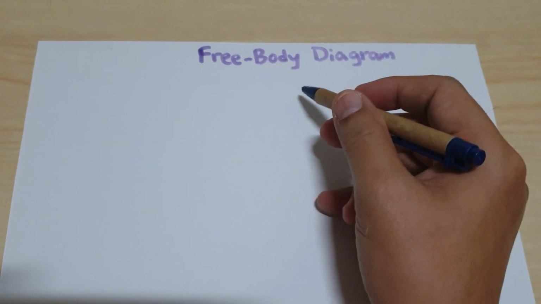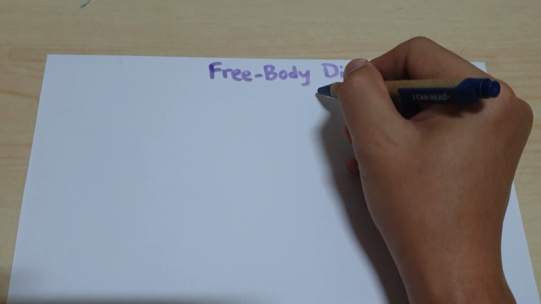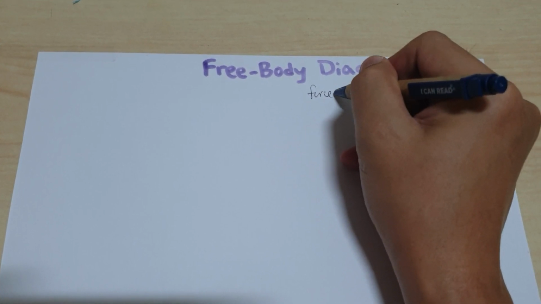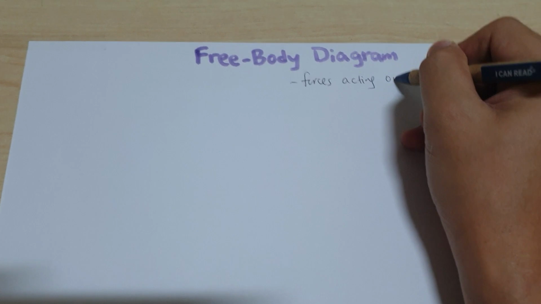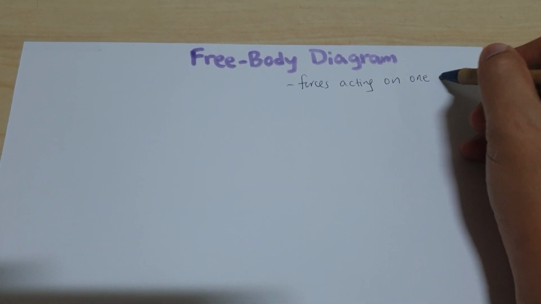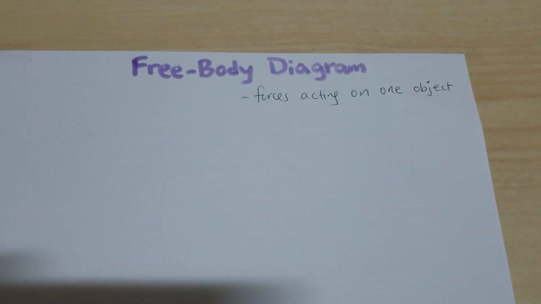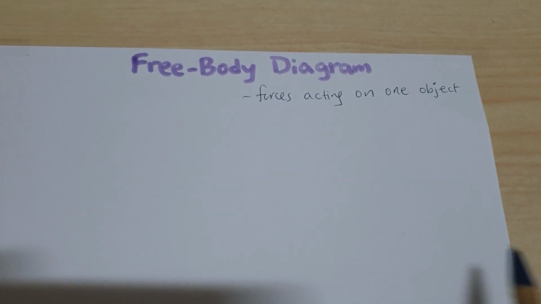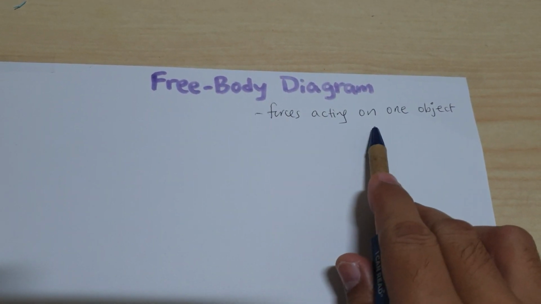Now, the free body diagram shows forces acting on one object or one body. For a free body diagram, we only draw one object and all the forces acting on it.